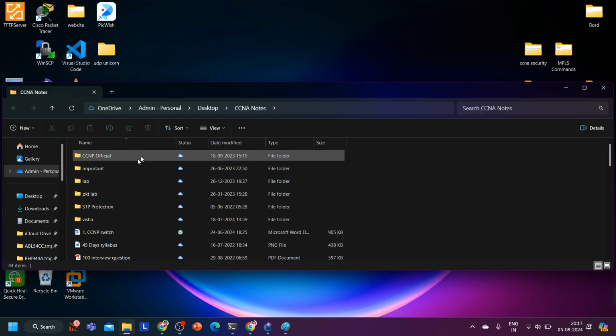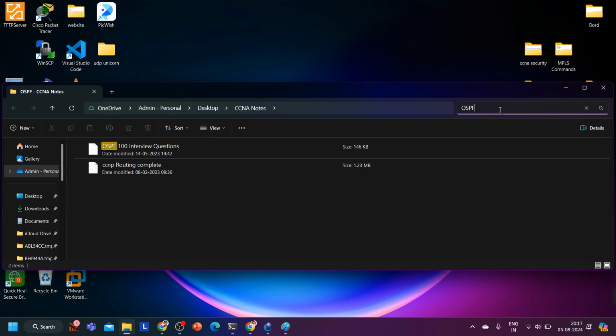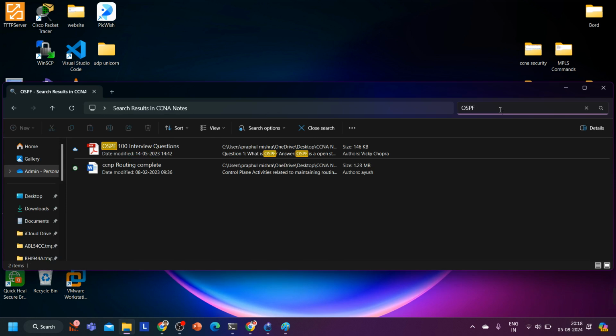OSPF, note. I'm not asking you the difference between EIGRP and OSPF, bro. The difference between distance vector routing protocol and link state routing protocol.